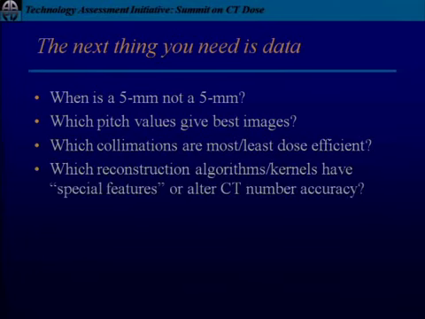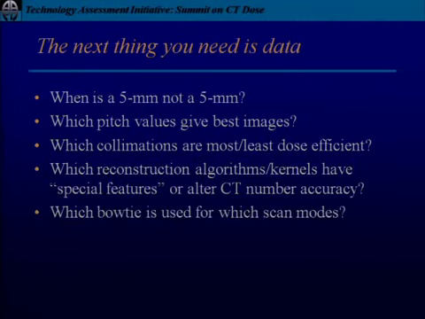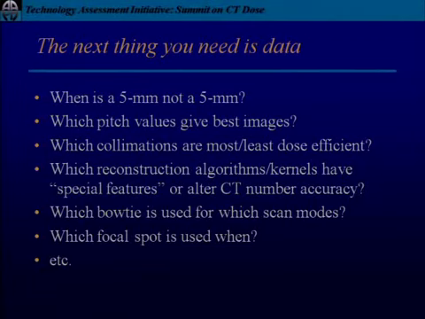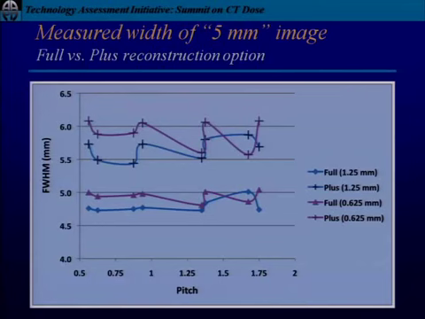Which reconstruction algorithms have special features? I don't mean bugs, I mean special features, or otherwise alter a CT number. Which bow ties are used? That was mentioned earlier. Which focal spot is used, etc. It's a long list, so I'm just going to give you some examples that we sort of had to learn the hard way when we were trying to optimize protocols.